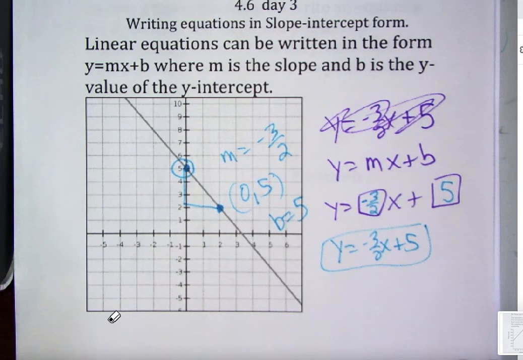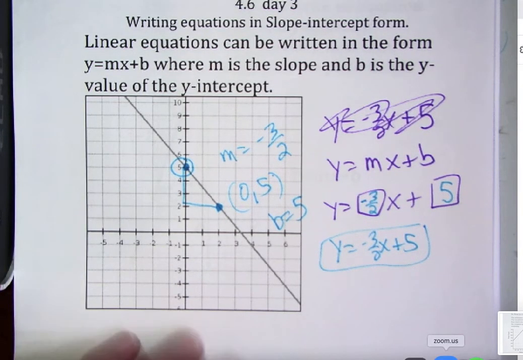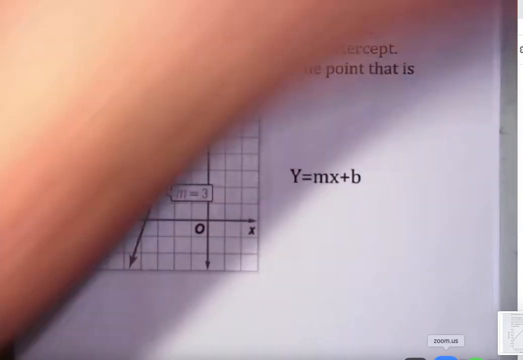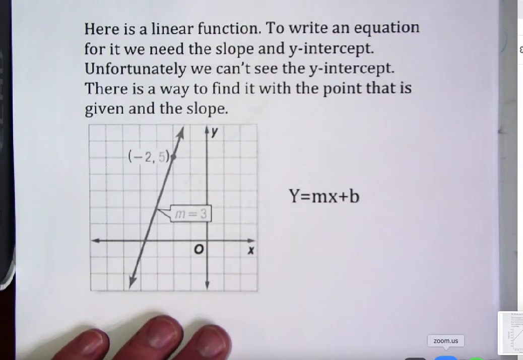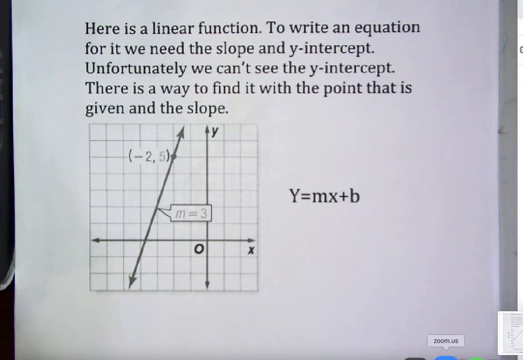I know that you can do this, all right? It just takes a little focus. But here we go. We found our slope, -3/2. We found our y-intercept, 0, 5. We can write the equation for this line. All right, but we decided to move forward, right, on this lesson. Here is a linear function. To write an equation for it, we need the slope and y-intercept, right? That's what we just talked about. Unfortunately, we can't see the y-intercept.